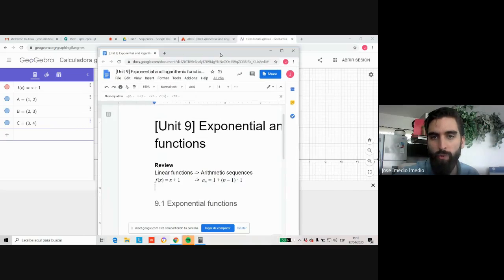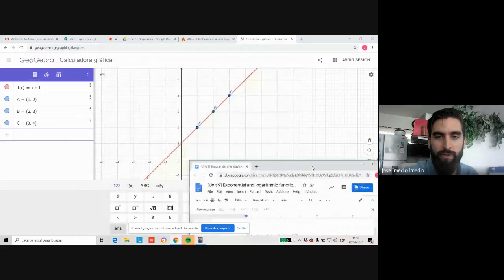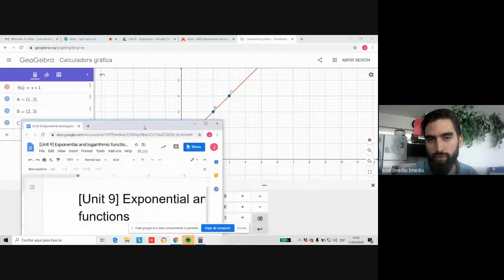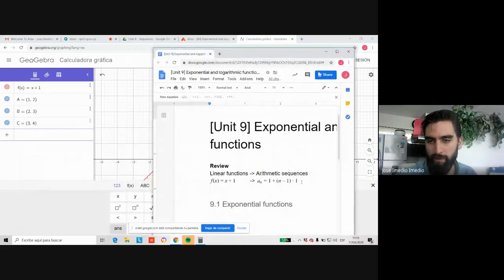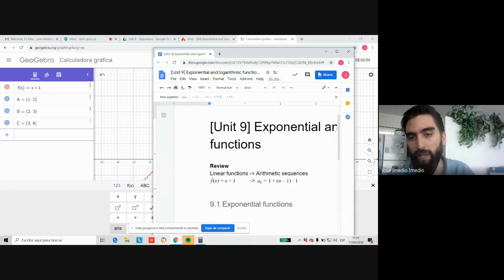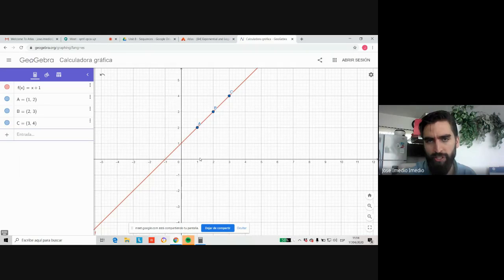So as you already know, that red line represents the linear function, and those points represent the arithmetic sequence. But there's an equivalence. The linear function is using the continuous variable x, and the arithmetic sequence is using the discrete variable n, which only takes values on the integers, on the whole numbers.